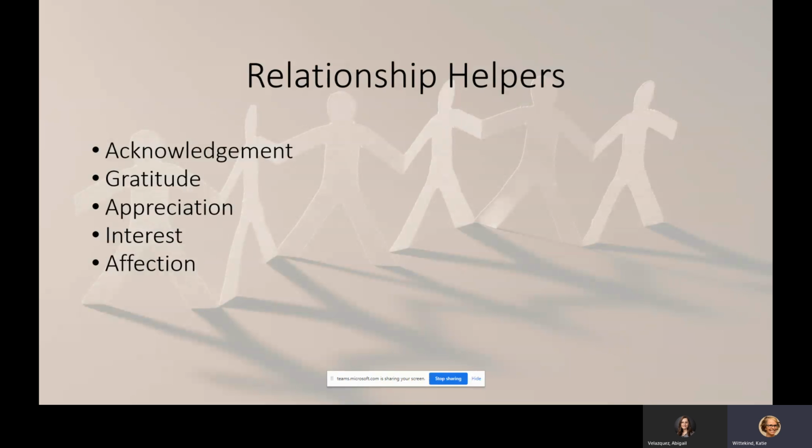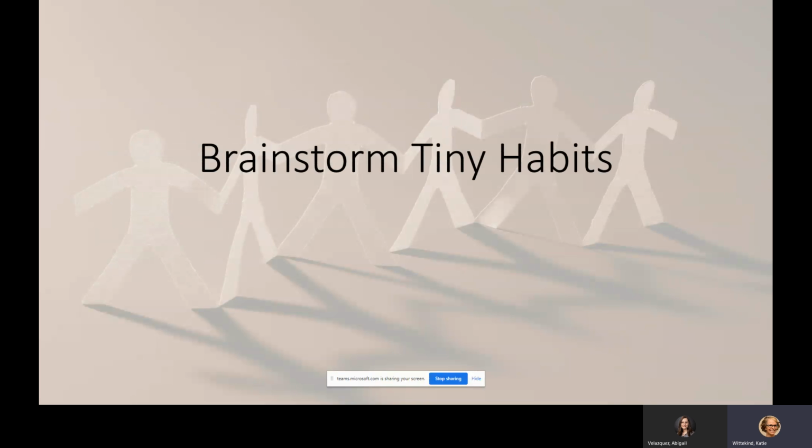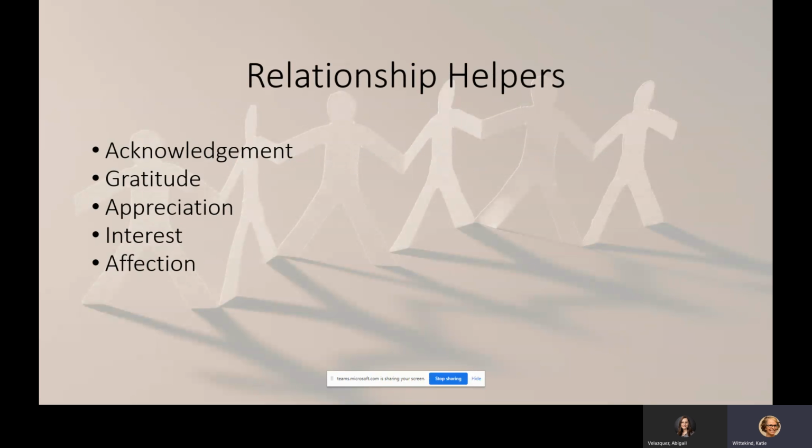So my task for you right now for just a few seconds is to brainstorm what tiny habits you could do that are related to these bullet points for the relationship that you might have in mind that you'd like to improve, whether it be at home or at work. A 30-second acknowledgement, gratitude, showing appreciation or thank you, interest, or affection. So go ahead and just take a moment to think of something, and then please write it down.